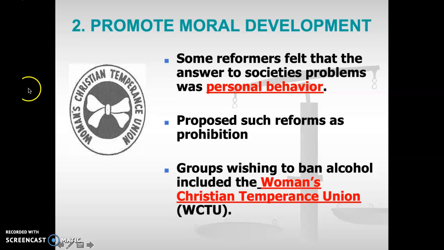We're going to see promoting moral development. Some reformers believe that the problem with society is people's personal behavior. So we're going to see reforms such as prohibition, because groups like the Women's Christian Temperance Union want to ban alcohol so that men will become better husbands and better family men and not go off and get drunk.